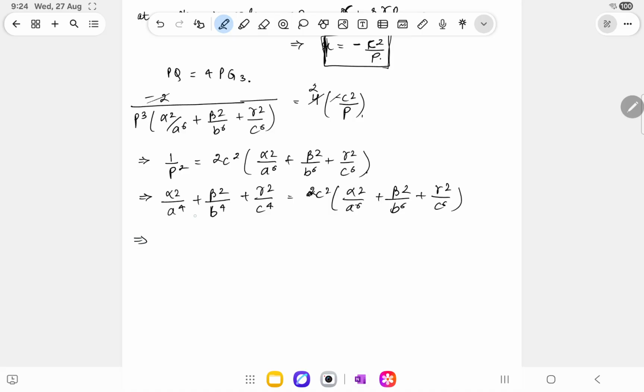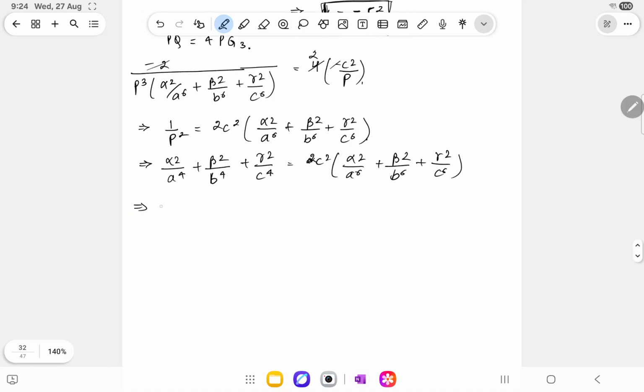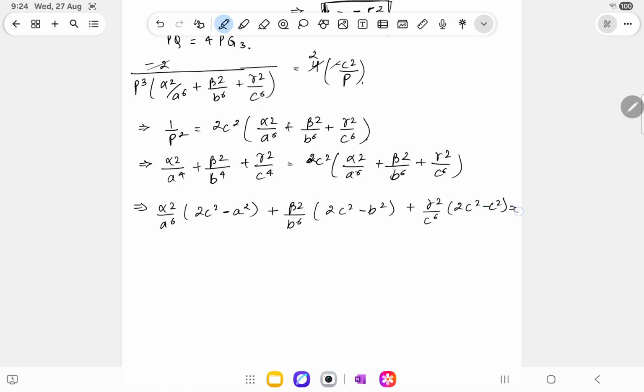So if I take it all on the right hand side, I'll get alpha square by a raised 6 into 2 square minus a square, plus beta square by b raised 6 into 2c square minus b square, plus gamma square by c raised 6 into 2 square minus c square is equal to 0.